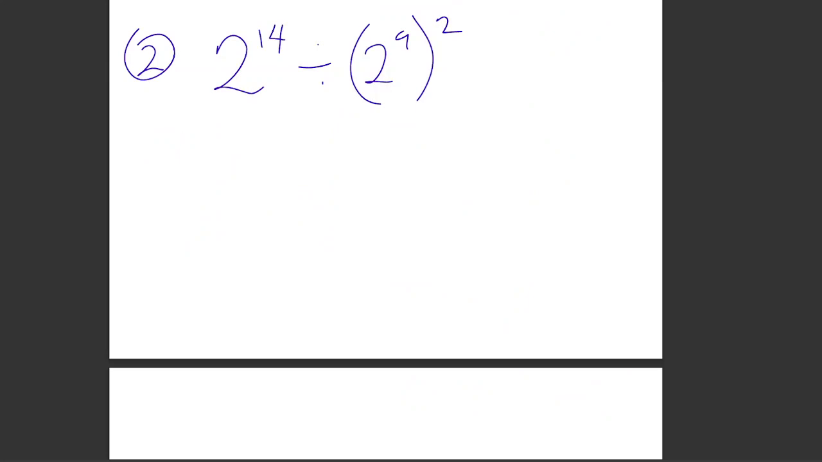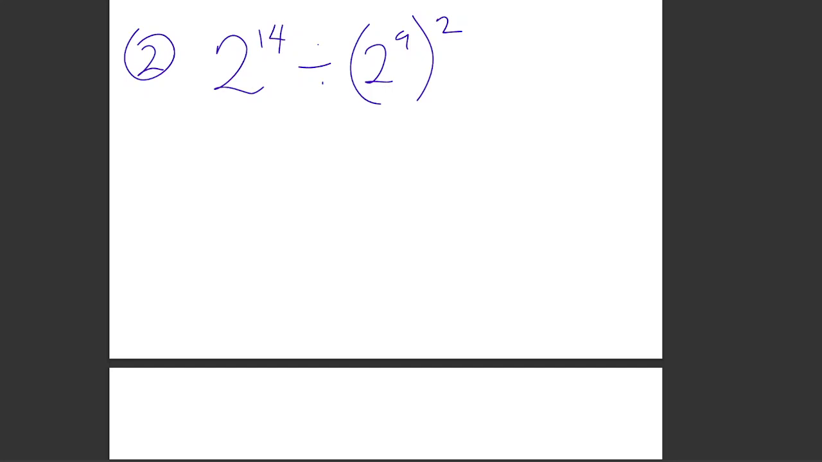All right. So this question number 2 here is a question on indices as well. You are asked to work out the value of 2 raised to power 14 divided by 2 raised to power 9, bracket, raised to power 2. So you have to give your answer as a fraction in its simplest form. All right, good, let's go.